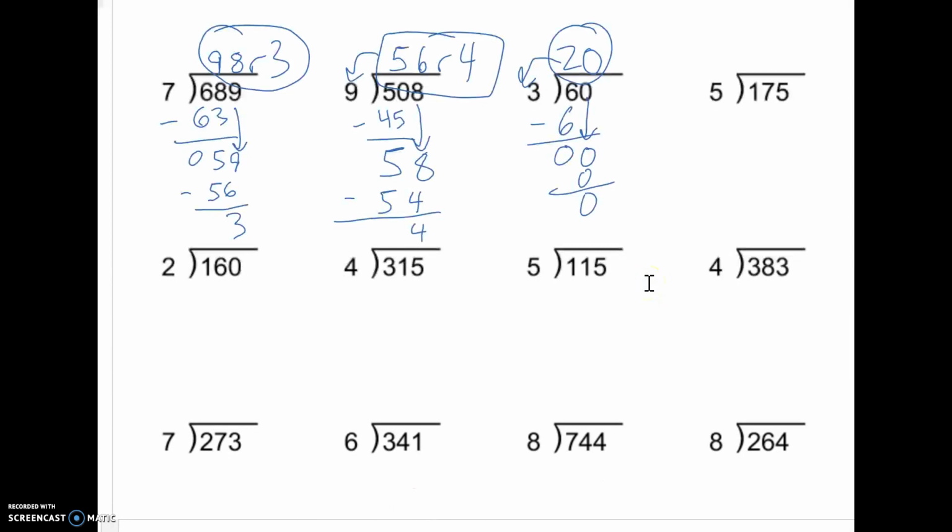Okay, we're back on. Here we go. So 5 goes into 17 3 times. Gives you 15. Subtract. Bring down the 5. You get 25. 5 goes into 25 exactly 5 times. Subtract, and you get a remainder of 0. So 175 divided by 5 is exactly 35.